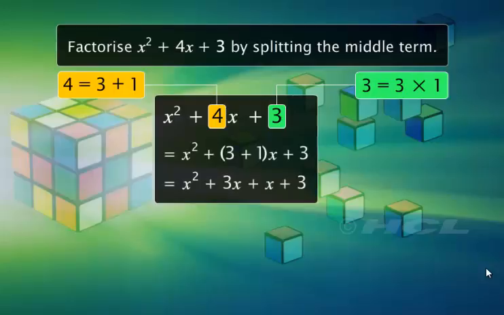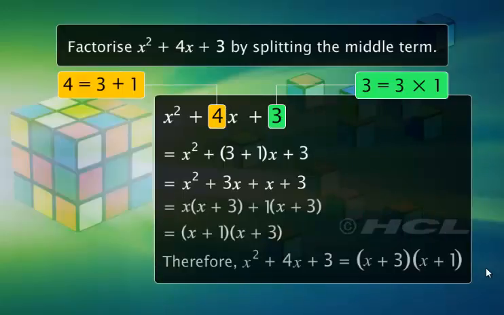Now let us substitute these factors in the polynomial and split the middle term. Finally, here we have factorized the polynomial as x plus 3 into x plus 1.